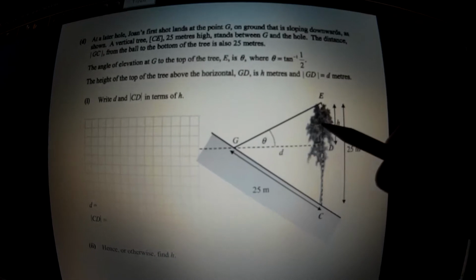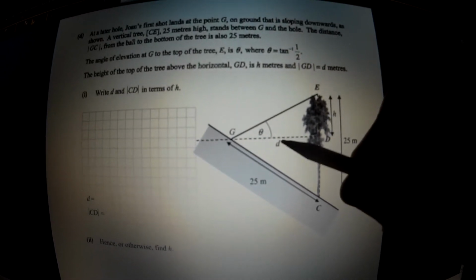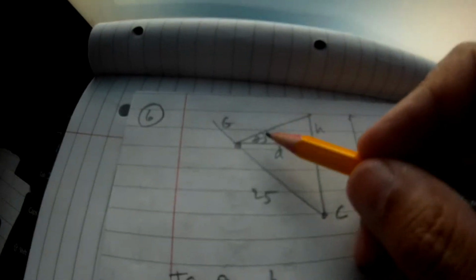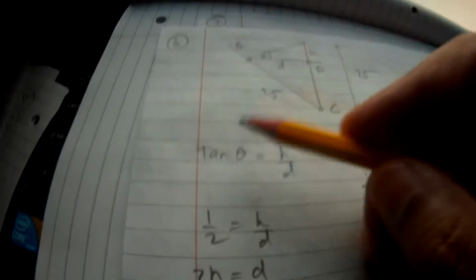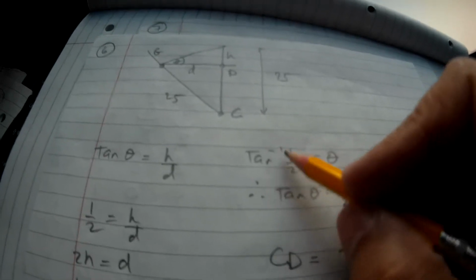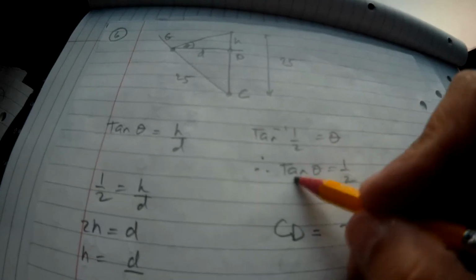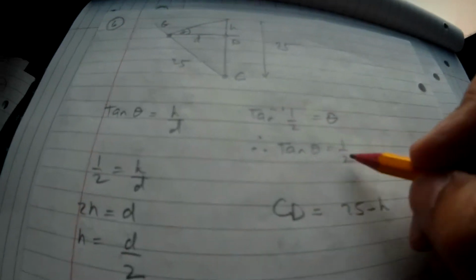So the tan of theta is opposite over adjacent, which is h over d, right? So there it is again. Tan of theta is equal to h over d. They told us that the inverse tan of a half, tan to the minus 1 of a half, is equal to theta. Therefore, tan of theta is equal to a half. Okay? And we know that tan theta is equal to h over d. Therefore, 1/2 is equal to h over d.